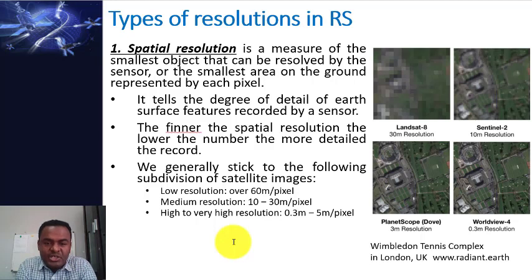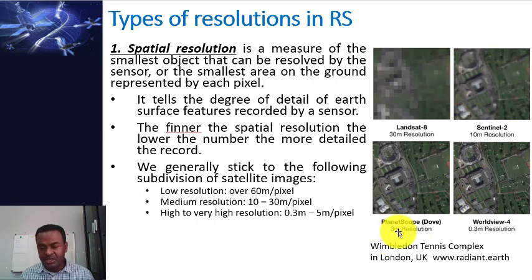It is a measure of the smallest object that can be resolved. So it's all about the smallest area on the ground represented by each pixel. As you can see from the picture, in Landsat 8 with 30-meter resolution, it is very difficult to identify a tennis complex in London. But if we increase the spatial resolution to 10 meters, we start recognizing the object.